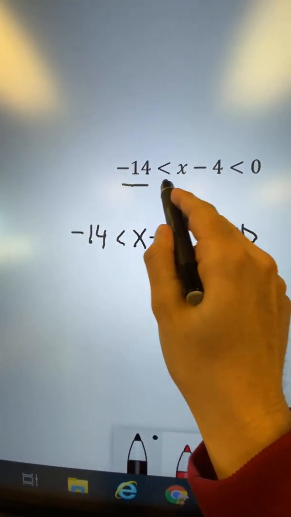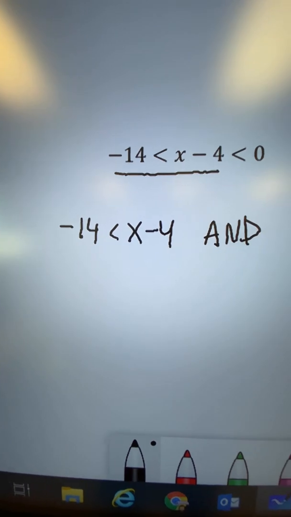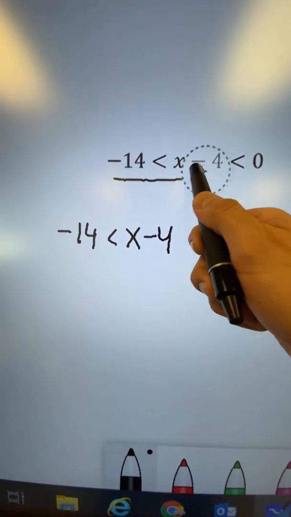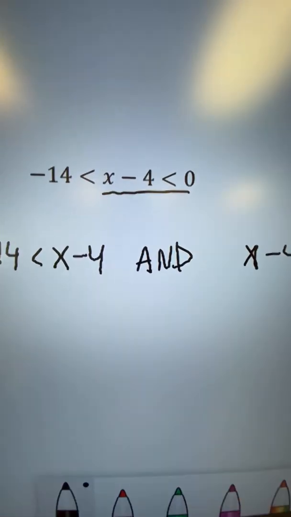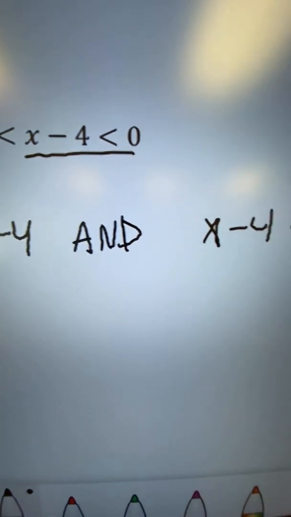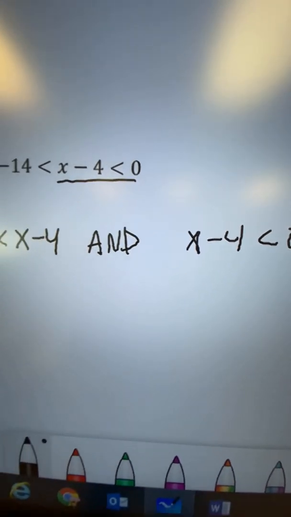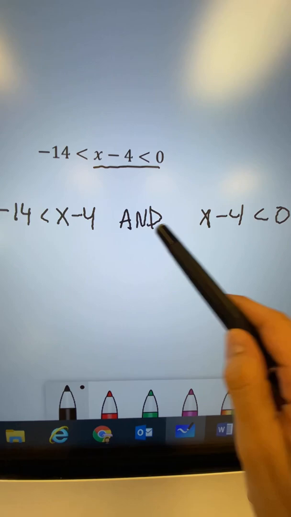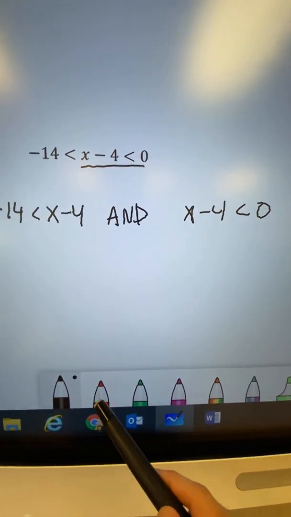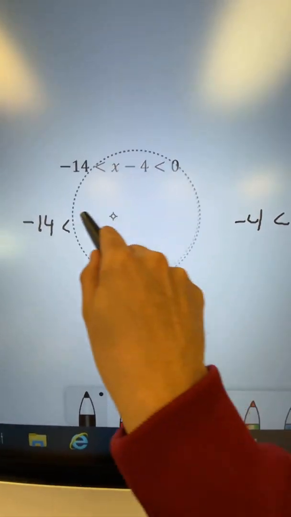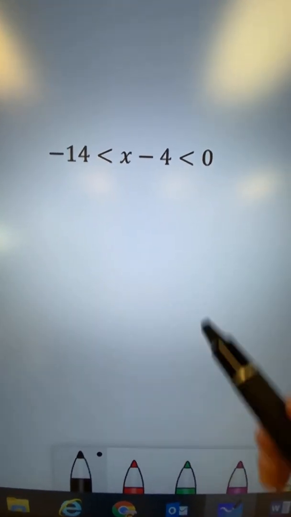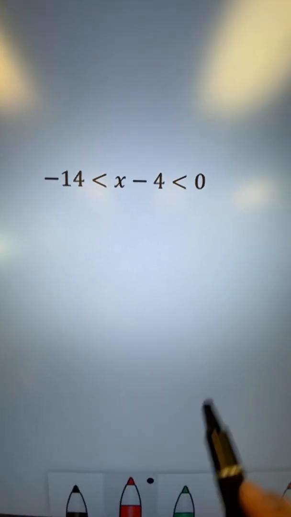Basically, I looked at this side, negative 14 is less than x minus 4, and it's also this inequality, x minus 4 is less than 0. So it's two inequalities that you're solving. You could split it up like this in the beginning, or you could just solve it as is, which I actually like, because here's how you would do it.